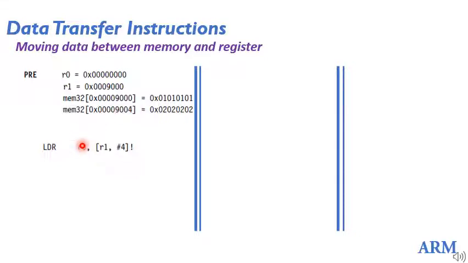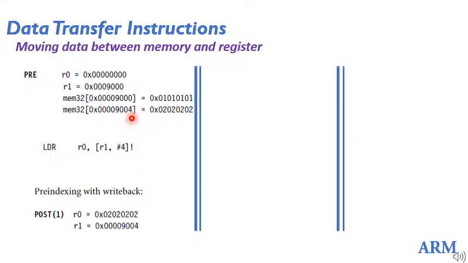Okay. And now because of the exclamation, the base register, which is R1, is to be updated to R1 plus 4. So R1 is 9000 plus 4 is 9004. So R0 is loaded with the content of this memory location 02020202, and R1 is updated to 9004.